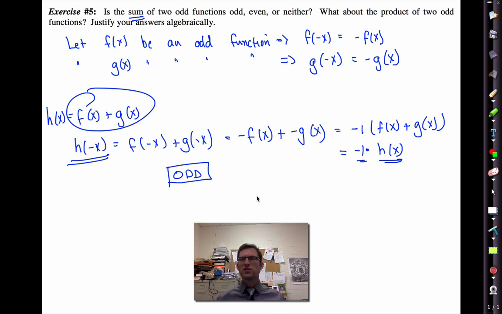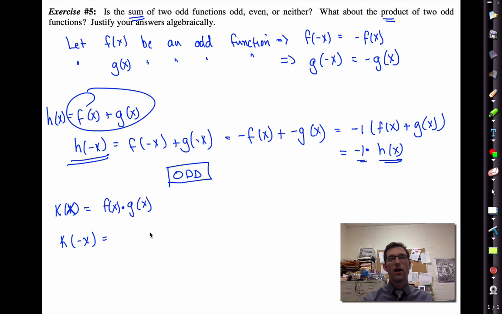All right, let's talk about the product. All right, come up with a new function. Let's try k of x. Man, I just cannot get these all to look like x's. There we go. k of x, let's call that f of x times g of x. And let's investigate what k of negative x is. Question is, even, odd, or neither?